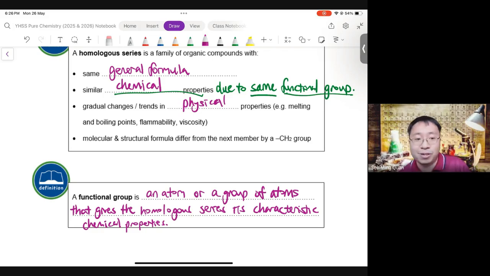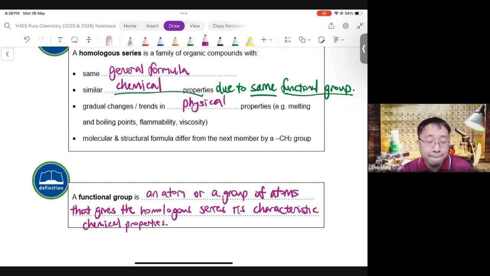Okay? So that links whatever we did in WA2, acids and bases, with organic chemistry now. Now that you know the functional group COOH only has one H that can dissociate out. So only the functional group is the reactive part. The rest of the molecule is actually not reactive at all.